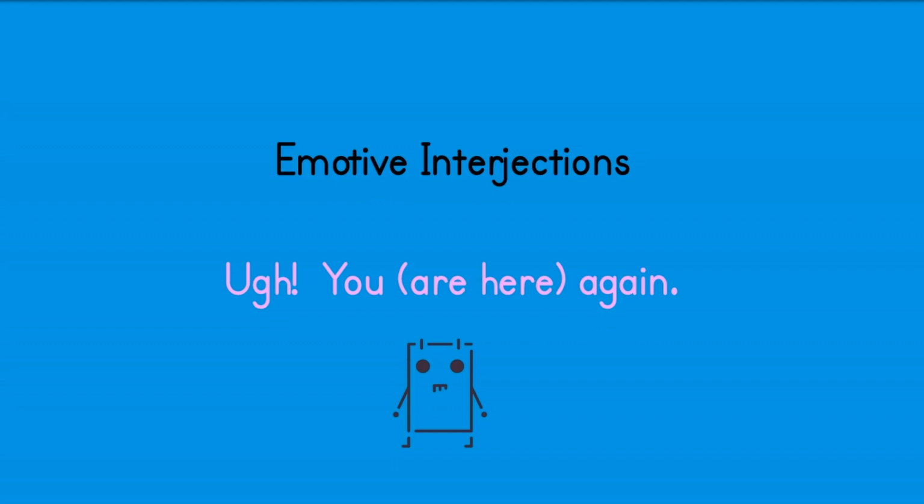Some of the most common emotive interjections are wow, yum, ugh, and ouch. They can be used to show a wide range of emotions by speakers and writers and are helpful tools to convey excitement, surprise, happiness, sadness, anger, and much more in English. In the sentence, "Ugh, you are here again," ugh functions as a primary emotive interjection that expresses frustration that the person being spoken to is present again.